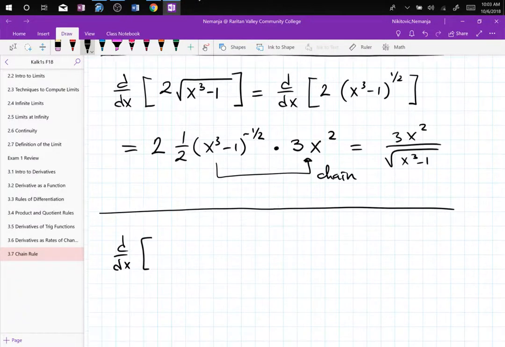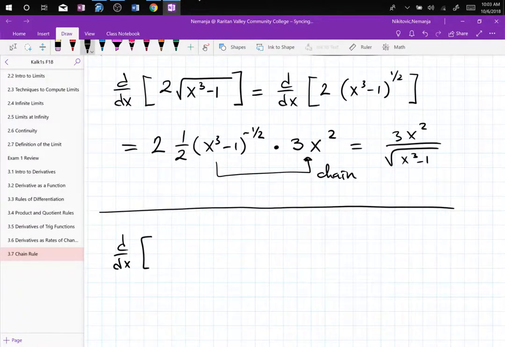Derivative of x to the 6 minus x plus 1 raised to the 4th power. Try this one on your own.